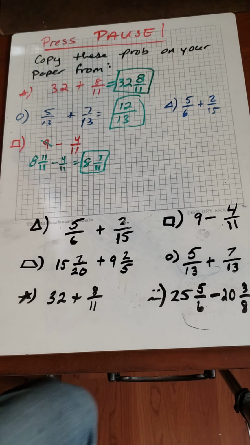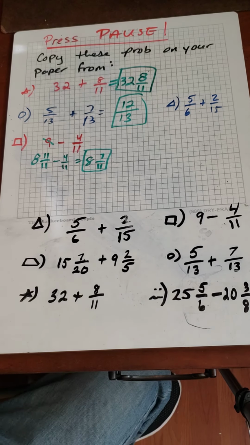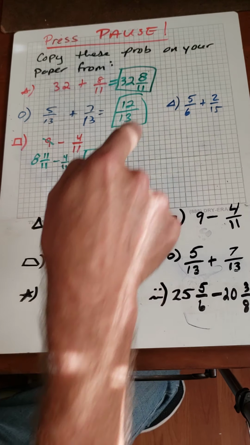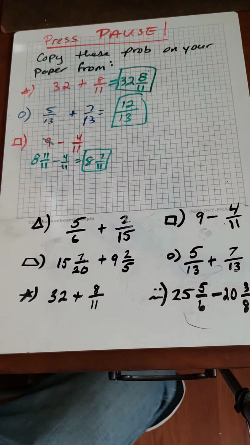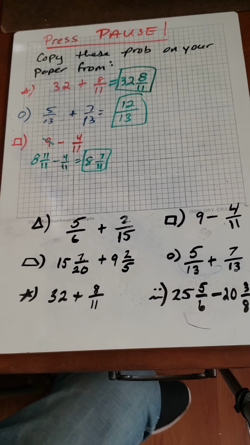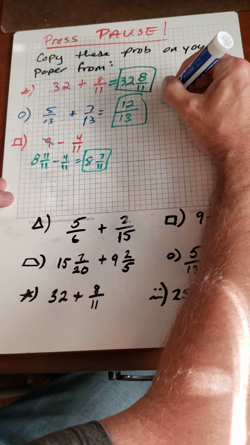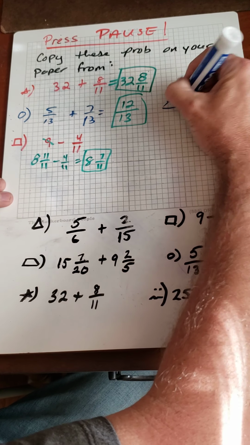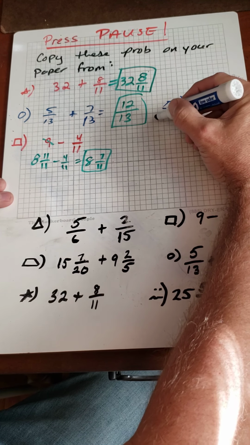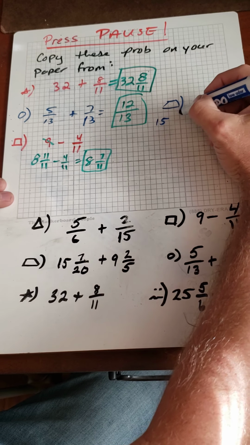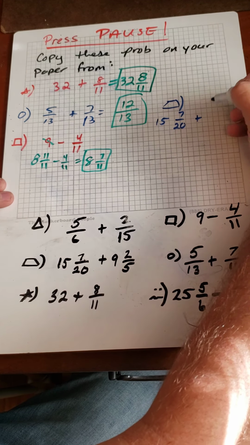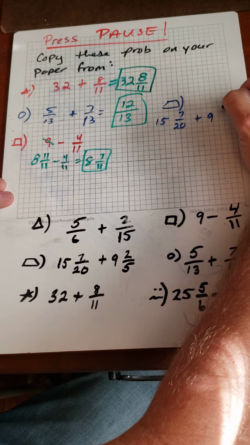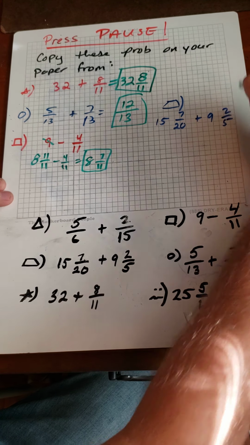Actually, while I was sitting there, I changed my mind. I think I am going to actually do at least one of these. I'm not going to do that one. I decided that one's probably not the next easiest one. As I look at them here, I think that the trapezoid is probably the next easiest one. So that one is 15 7/20 plus 9 2/5. Okay. All right.